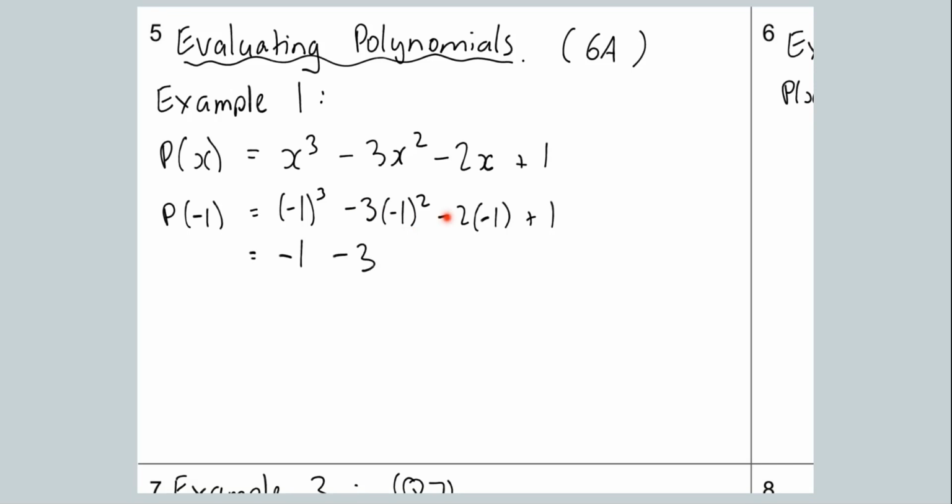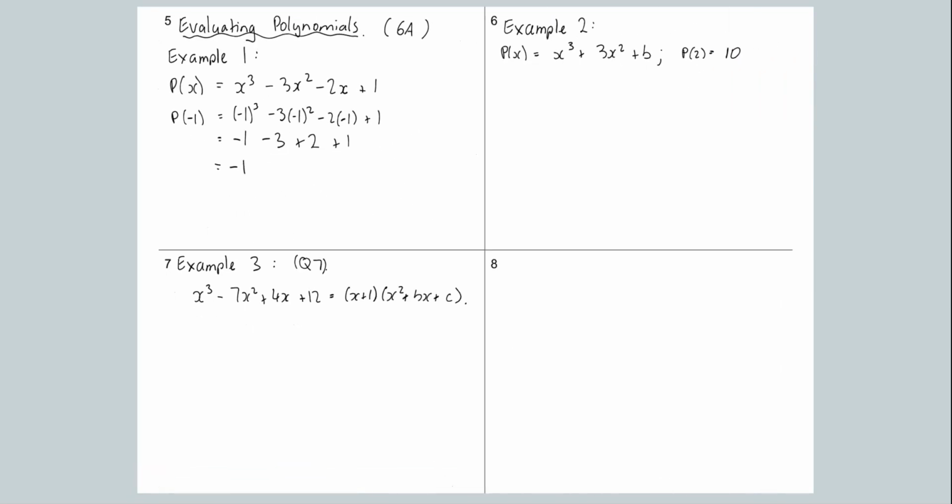I've got negative 2 times by negative 1, which is equal to positive 2. And then I've got my plus 1 at the end. And now I can simplify that to, well, I'd probably go negative 1 plus 1 cancels out to 0. So negative 3 plus 2 is equal to negative 1. So the evaluation of the rule at the point negative 1 is that p equals negative 1 as well. That's just a coincidence.